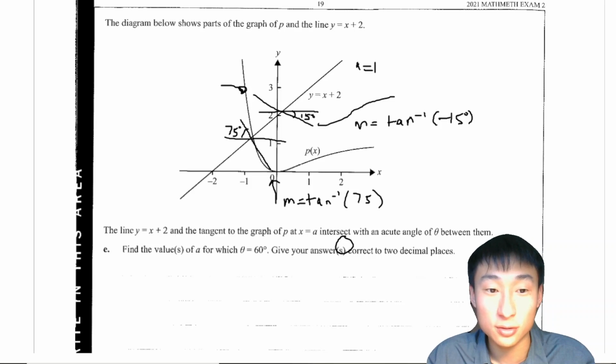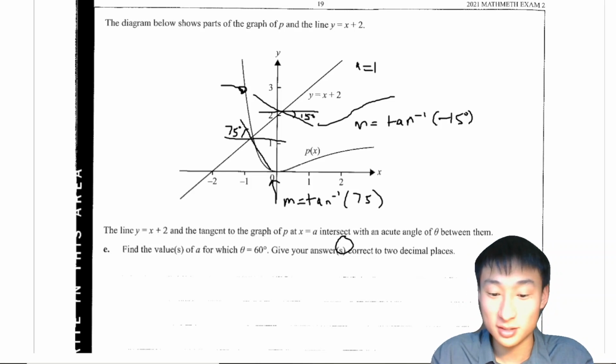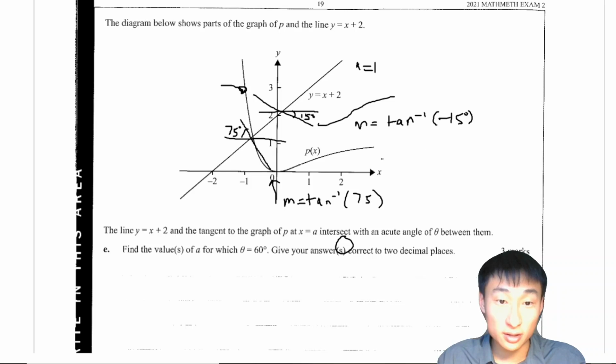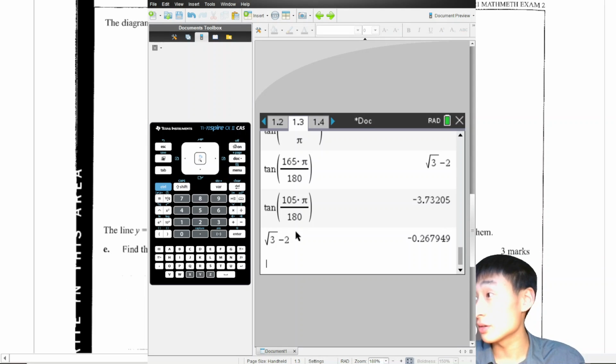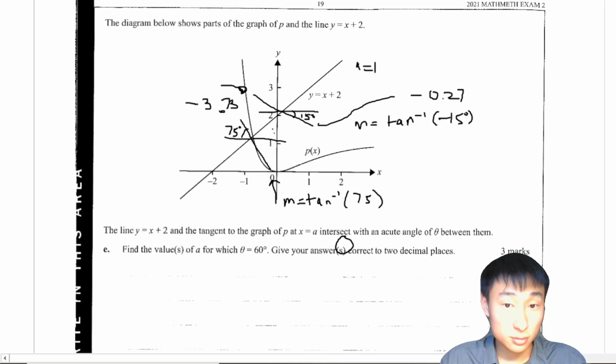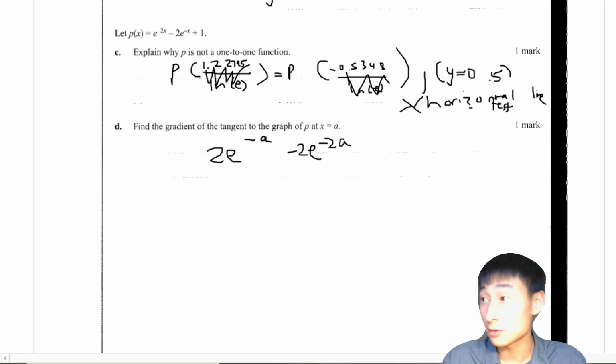this is what happens when you don't practice methods. It's the other way. This is 180 degrees. So I end up getting these two gradients. They look better. This one looks like minus 0.267, and this one here looks like minus 3.73. So we get our two gradients there, and then we just solve our above gradient formula for those.